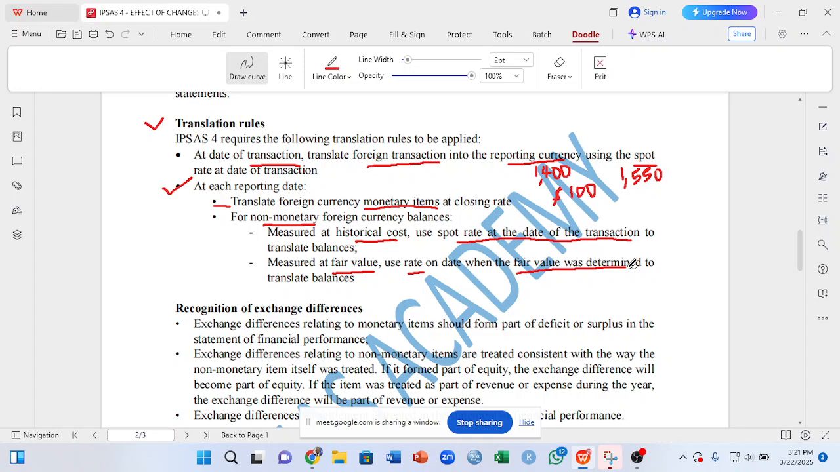So bear in mind, if it's a monetary item, you definitely have to translate at the closing date. But when it deals with a non-monetary item, you have to ask yourself, is it historic cost? If it's historic cost, then it will be the transaction date, meaning that the opening balance, nothing will change. But if it is fair value, on the date at which you are looking for the fair value, you use the rate prevailing at that date.